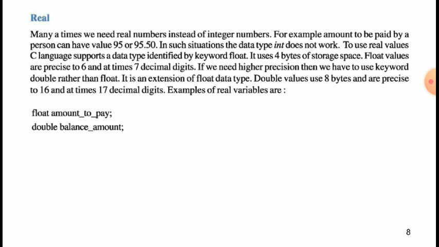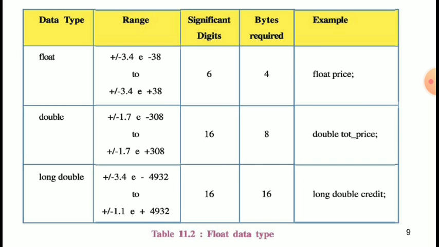And third is long double precision. Adding long as a prefix to double increases the range of a double variable. Example: long double credit. So that is the data type, range, significant digits, bytes required, and then the example.